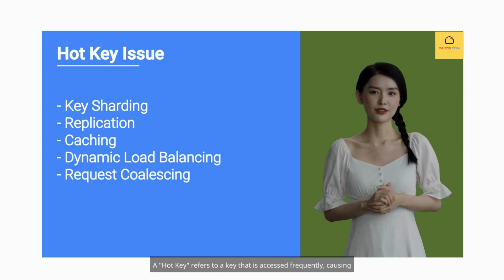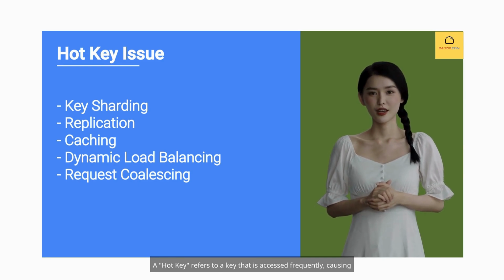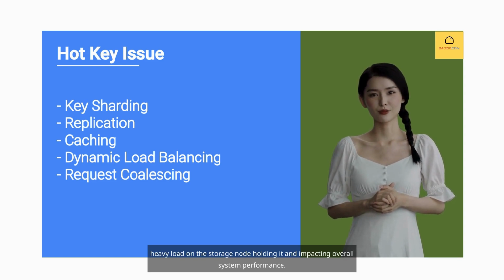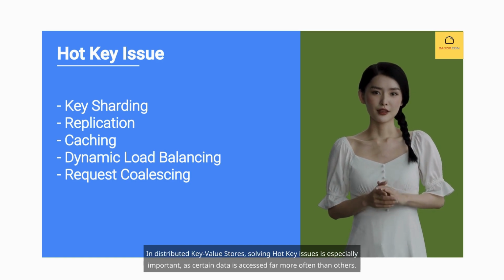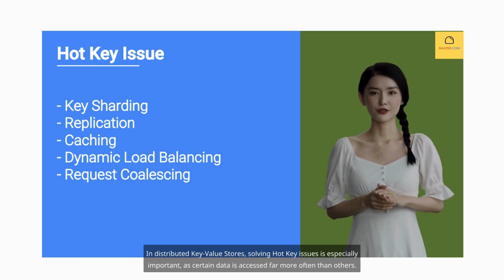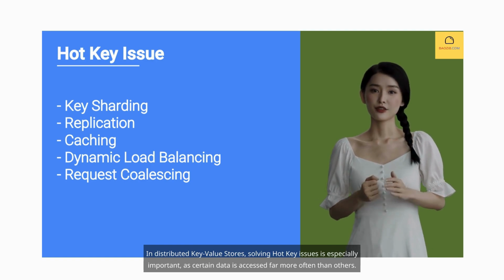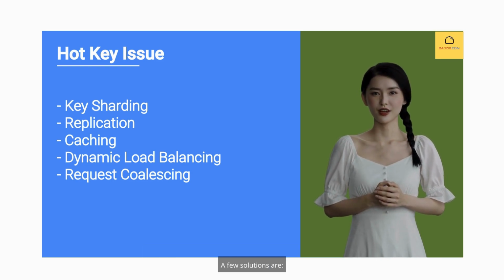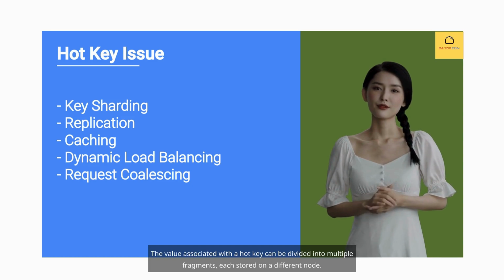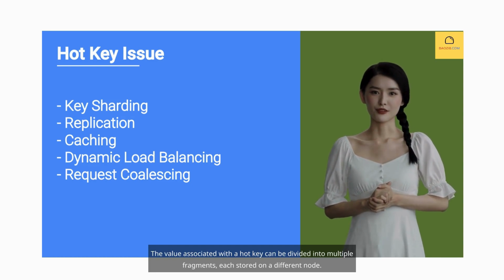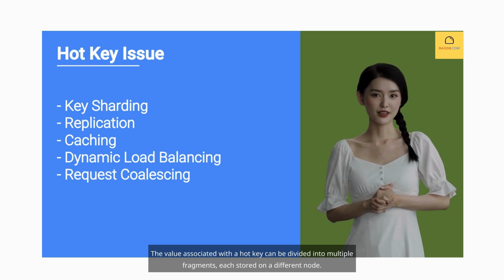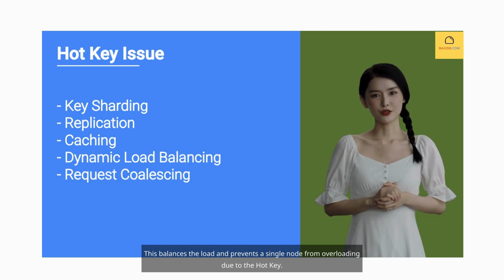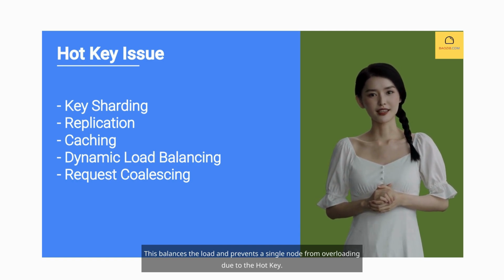A hot key refers to a key that is accessed frequently, causing heavy load on the storage node holding it and impacting overall system performance. In distributed key-value stores, solving hot key issues is especially important, as certain data is accessed far more often than others. A few solutions are key sharding. The value associated with a hot key can be divided into multiple fragments, each stored on a different node. This balances the load and prevents a single node from overloading due to the hot key.